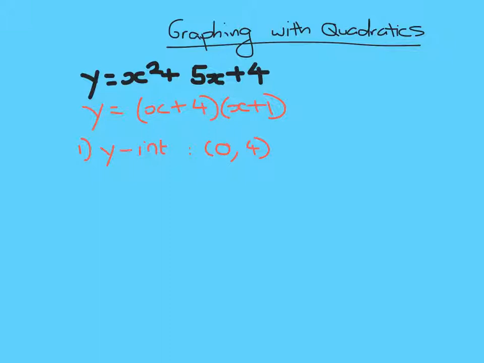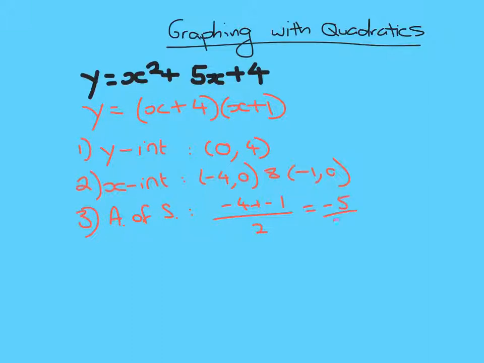And our x-intercepts is when y equals 0, so x equals -4 and x equals -1. So we get (-4, 0). Our x-intercepts are (-4, 0) and (-1, 0). And then the axis of symmetry, remember, lies in between that. So we work that out by doing (-4 plus -1) over 2, and that will give you -5 on 2, which is -2.5. Or you can use the equation x equals -b over 2a.